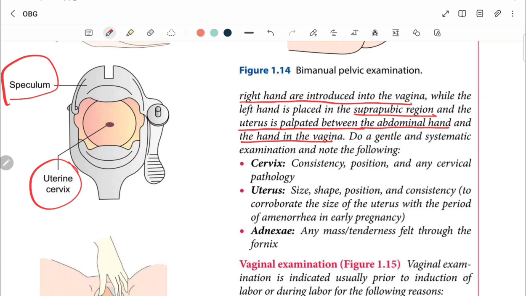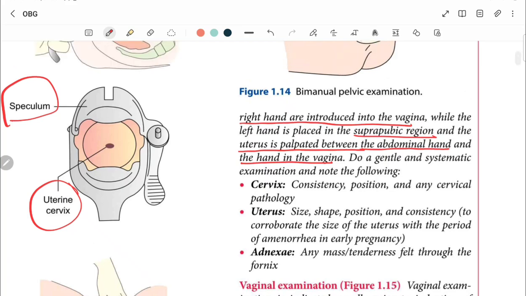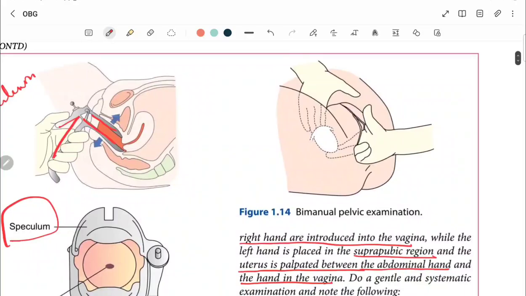In cervix, you need to look for the consistency, position, and any cervical pathology. So in uterus, look for the size, shape, position, and consistency to corroborate the size of the uterus with the period of amenorrhea in early pregnancy. And adnexa, any mass or tenderness felt through the fornix. So this is how you perform bimanual pelvic examination.